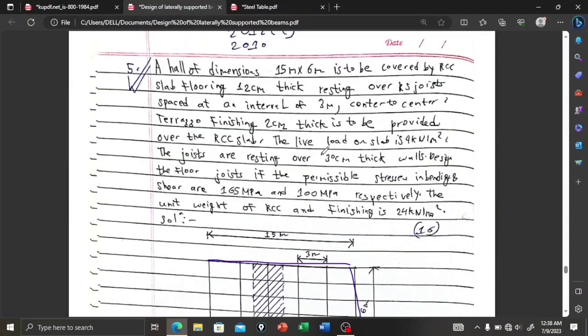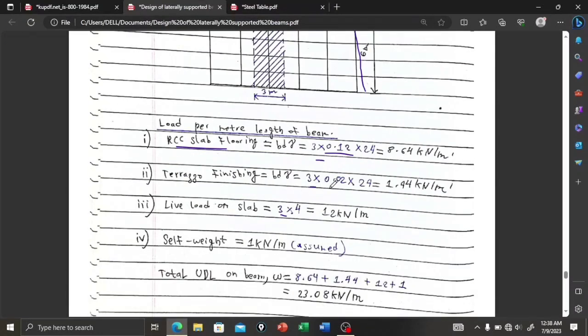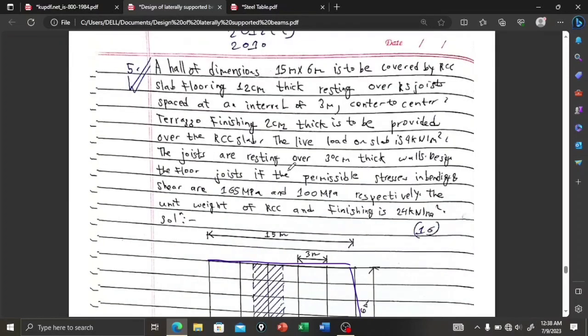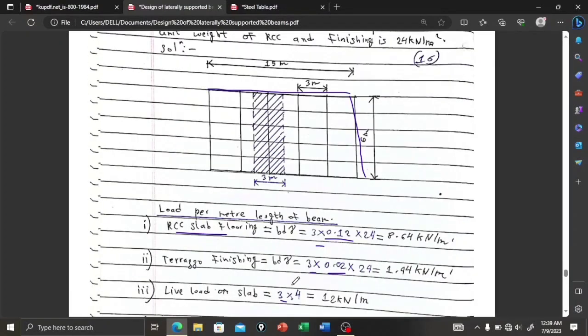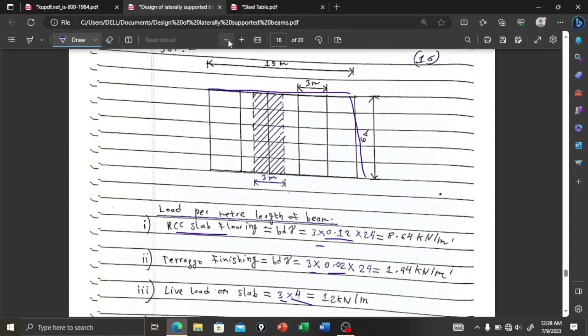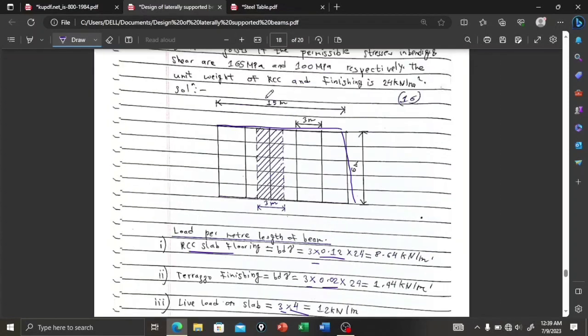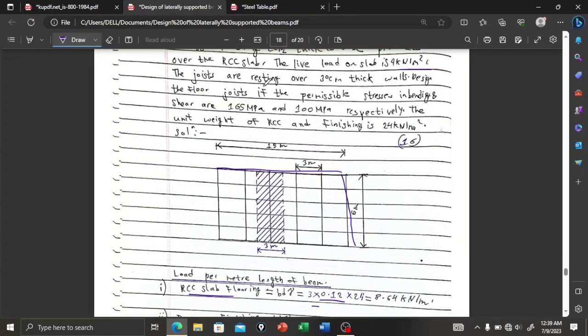and terrazzo finishing 2 centimeter thick, 2 centimeter is 0.02, over the RCC slab. The live load is 4 kilonewton per meter square. The joists are resting over 30 cm thick wall. B is 30 cm, that is 300 mm. Design the floor joist. These are the floor joist.